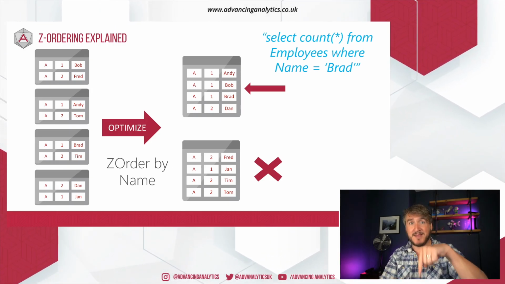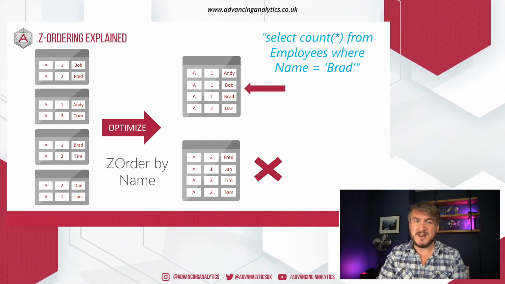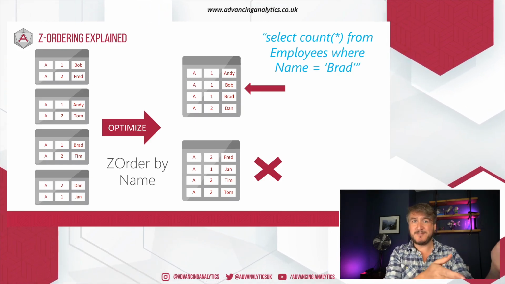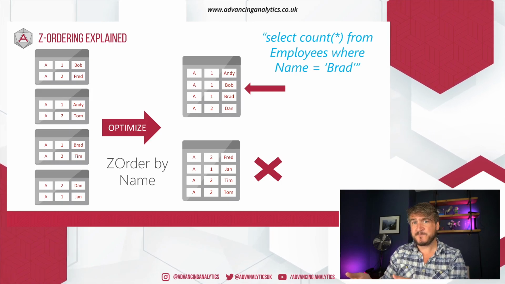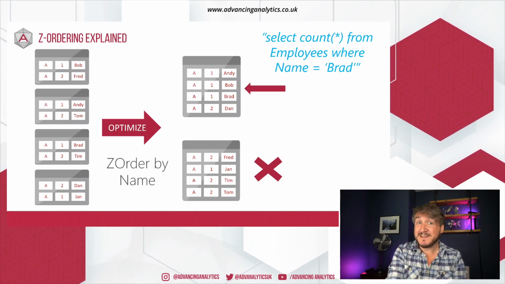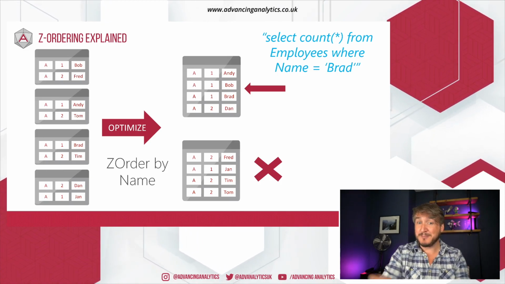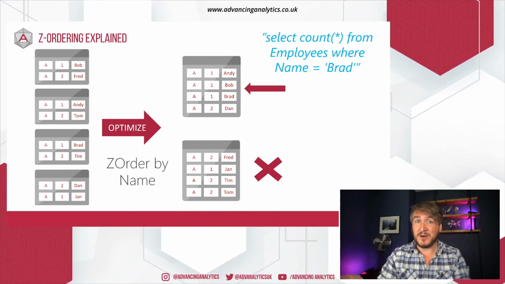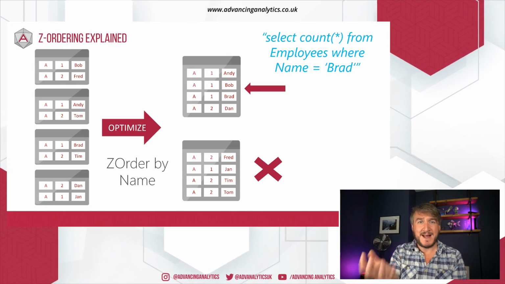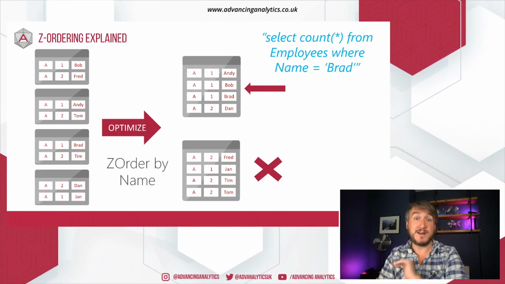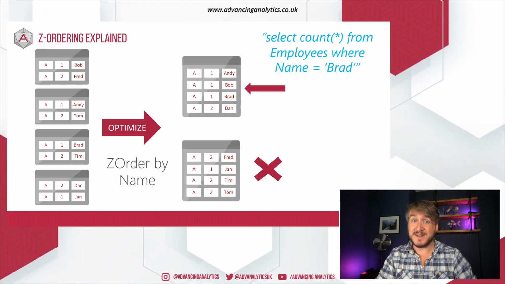Because the middle column, the 1s and 2s, actually both files have got minimum 1, maximum 2. So I could have Z ordered by that instead, and then it'd be more efficient when I'm running queries that need to look at that column. But then my Andy's, Bob's, Fred's would be all over the place. So there's a bit of a balance. It's what column do you want to Z order by? How are you trying to optimize your data?